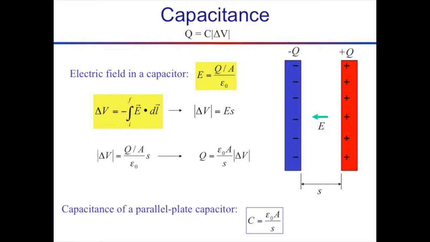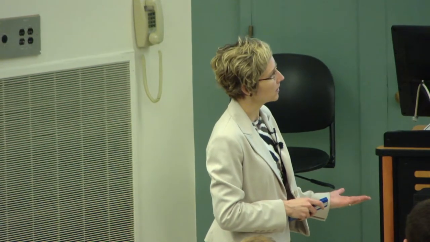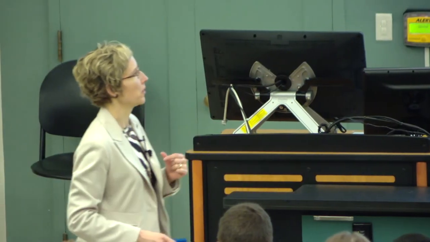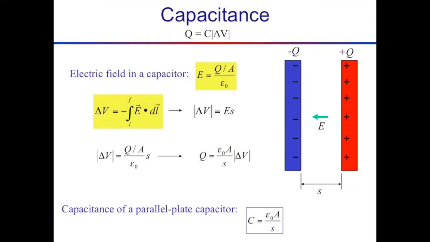We know the electric field there is Q over A over epsilon naught, where Q is the charge on one plate and A is the area of the plate. Now, with E being constant, I can just put that in directly and I get electric field times S. S is the distance I have to go from here to there. It's the separation between the plates. So then the voltage difference here is ES. The electric field we said is Q over A over epsilon naught. So the total voltage difference is Q over A, S over epsilon naught.